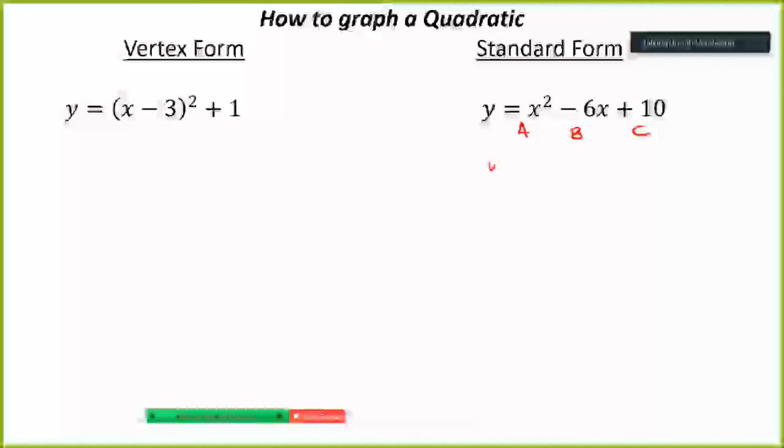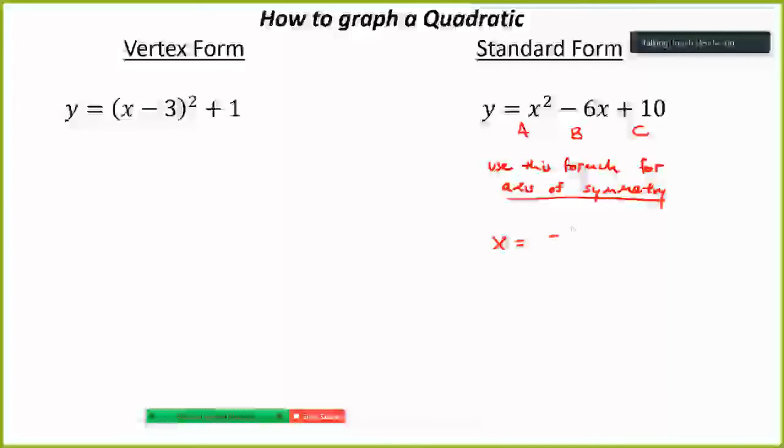We use this formula to find the axis of symmetry. Here it is. x is equal to negative b over 2 times a. We don't care about c. We don't need c. We need to know, though, what is b, what is a. And this little mini formula will tell us every time where to start our parabola.